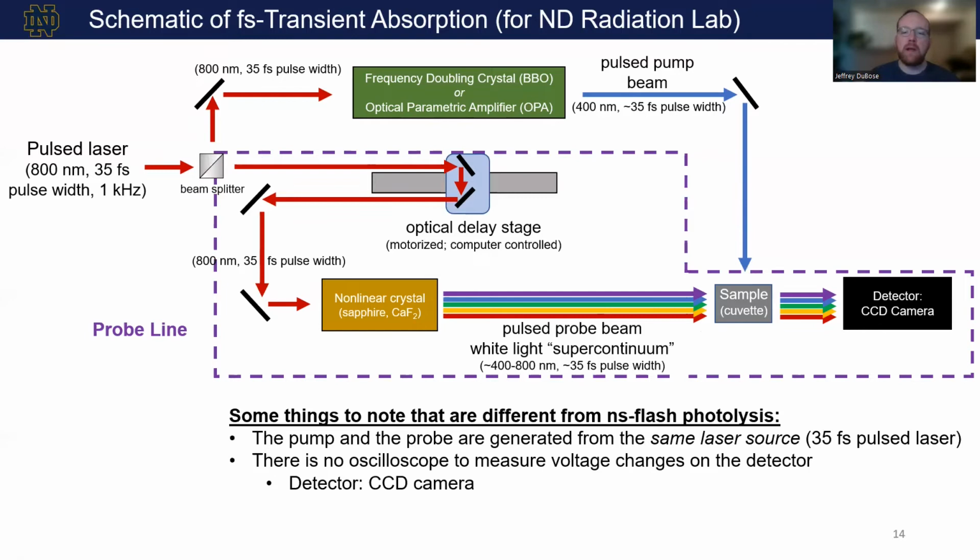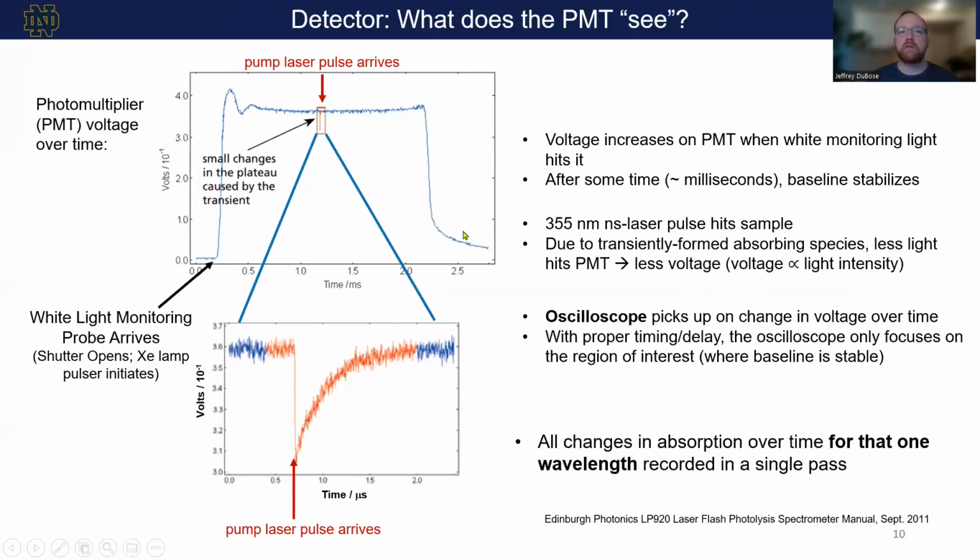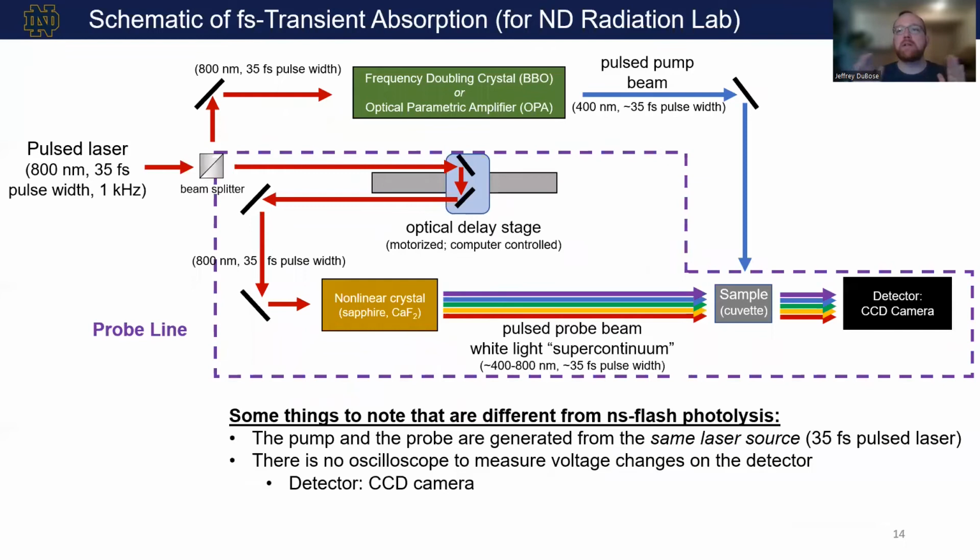If we go back a few slides and show this, in nanosecond flash photolysis, we had the monitoring light, the probe light, on for many, many milliseconds. It's almost quasi-continuous. And then we had the laser pulse come in and we watched the changes there. So that's the nanosecond, but in femtosecond transient absorption, we have basically two laser pulses that are both ultra short that allow us to do this technique. So that's one big difference.